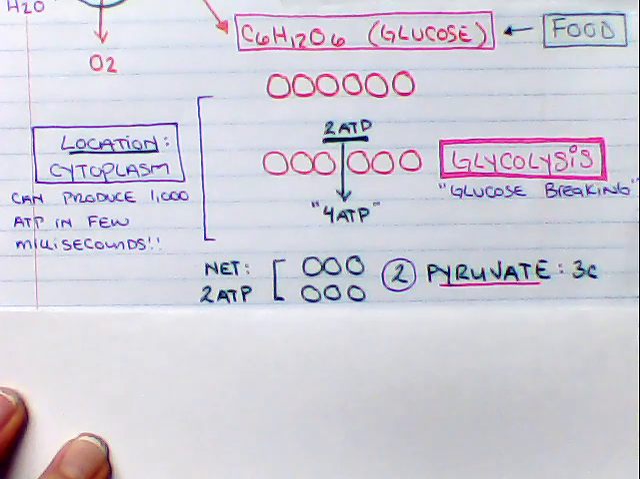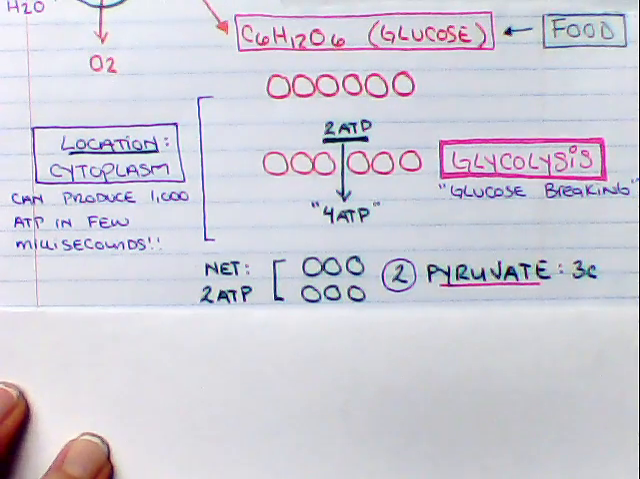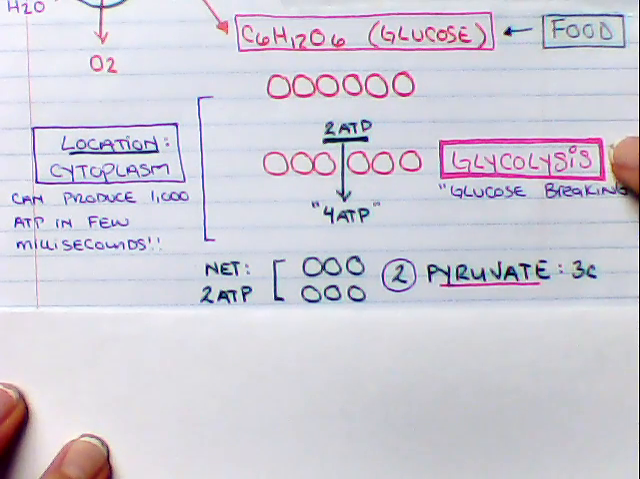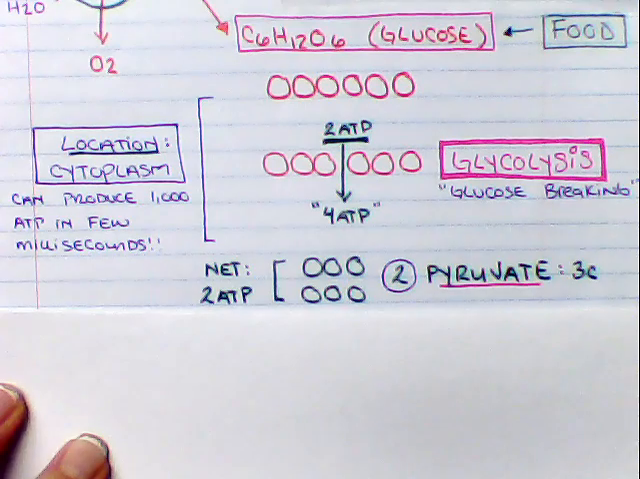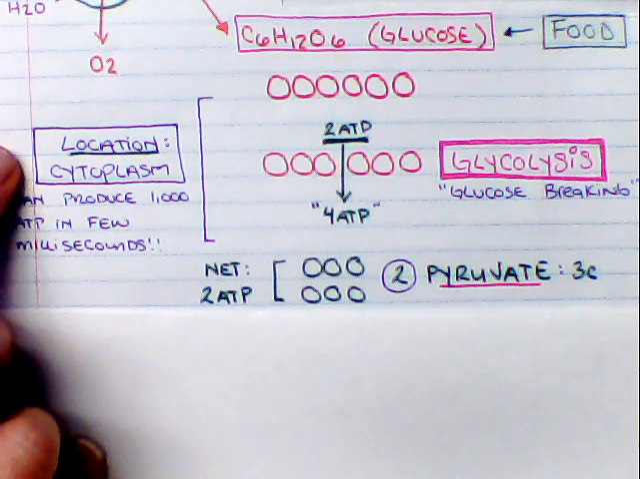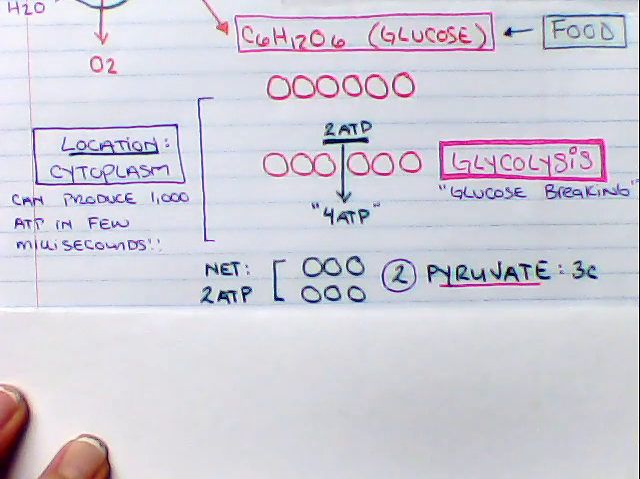Now this sugar here is way too big to stay inside the chloroplast, let alone stay inside the cytoplasm. So we're going to go through this process that's known as glycolysis. Glycolysis physically means glucose breaking. Now, glycolysis happens within the cytoplasm here. We can actually produce about 1,000 ATP in a few milliseconds. So the process is very quick, very fast, and extremely effective.